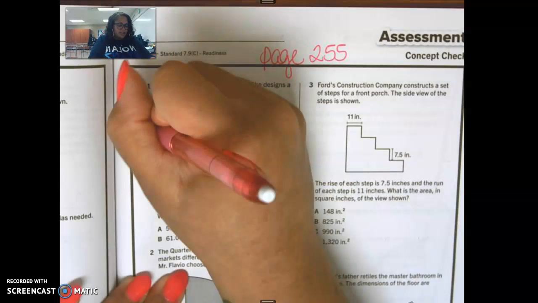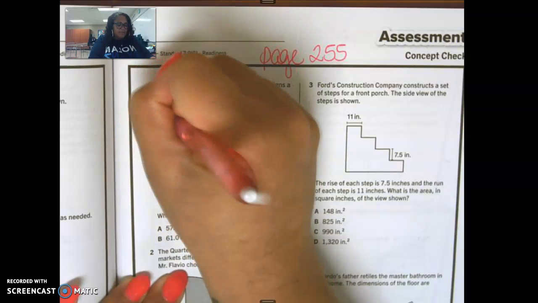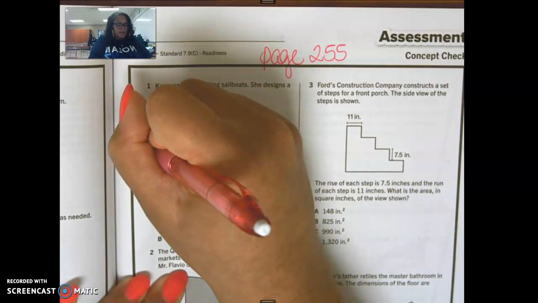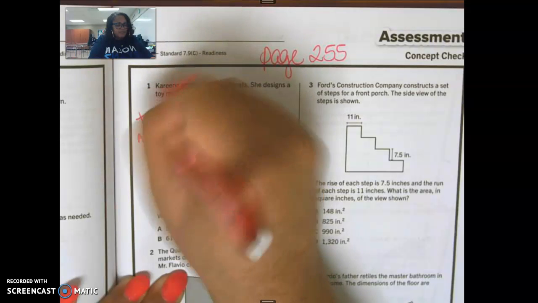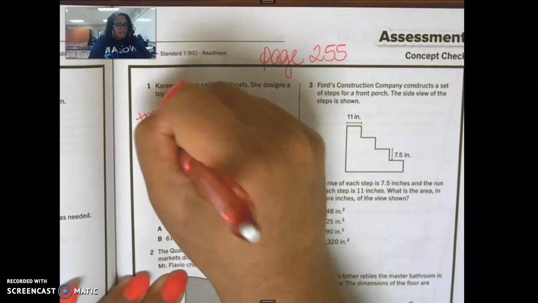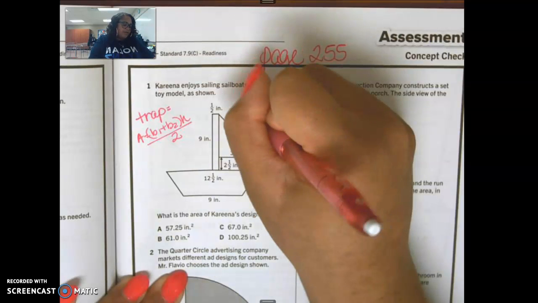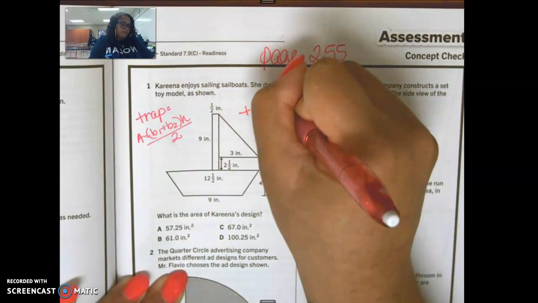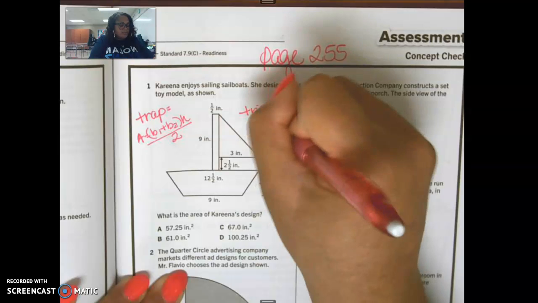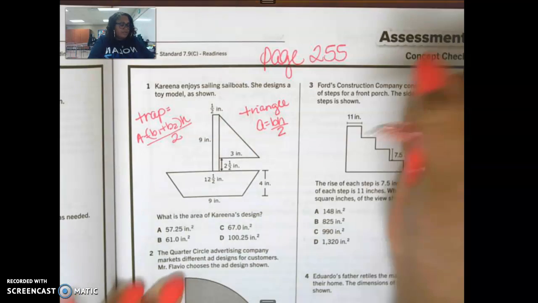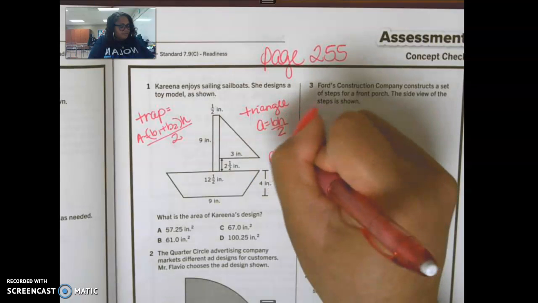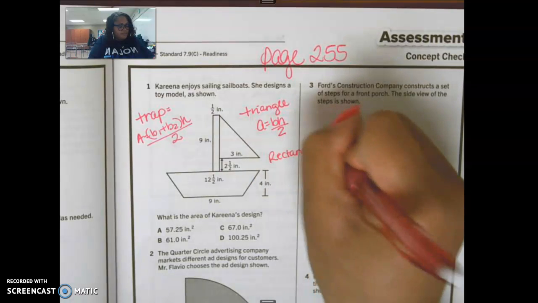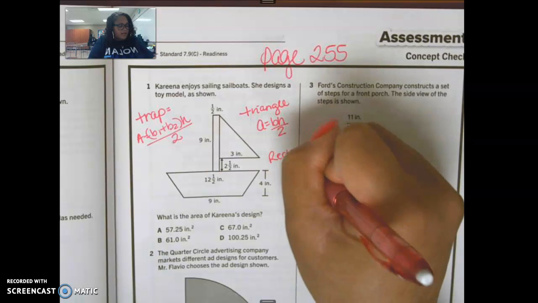So let's write down our shapes that we have. We have a trapezoid, which is area equals base 1 plus base 2 times height divided by 2. We have a triangle, which is area equals base times height divided by 2. And then we have a rectangle, which is area equals base times height.